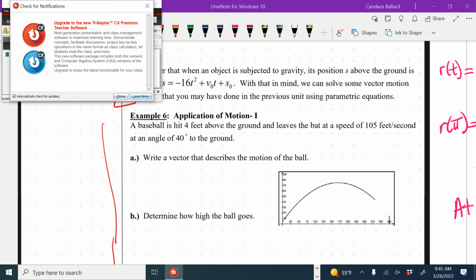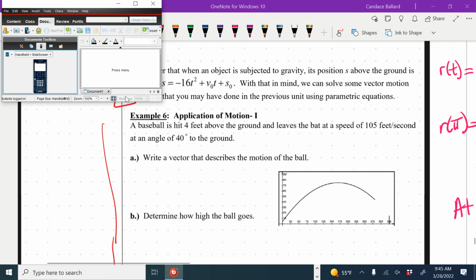Actually, if you want to grab a calculator, grab a calculator. If you don't have your own, come grab one of mine, okay? So I'm looking at what we have to do, and it's a good thing to practice.